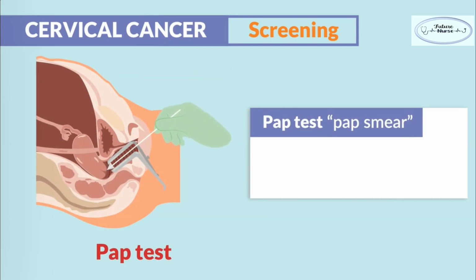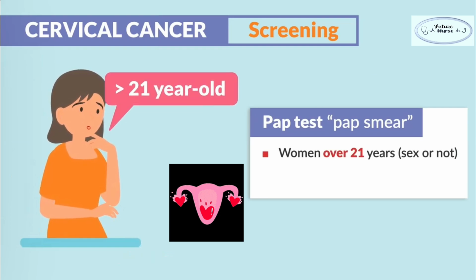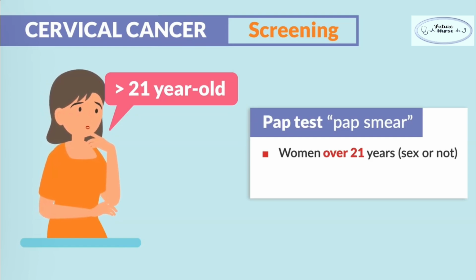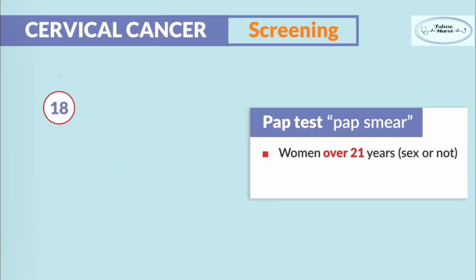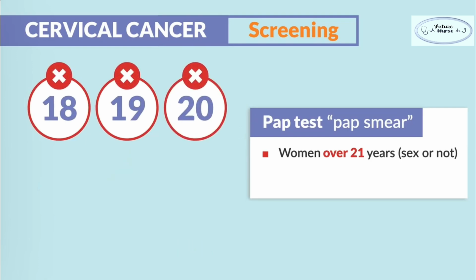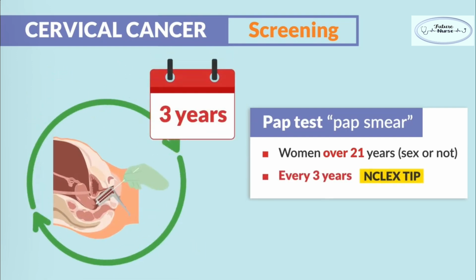Now, the big key point for Pap smear is that it's recommended for women over 21 years of age, with sex or not, regardless of the sexual activity. So don't let the NCLEX trick you here. Not 17, not 18, 19, or even 20. The key number here is 21. And it's done every 3 years.